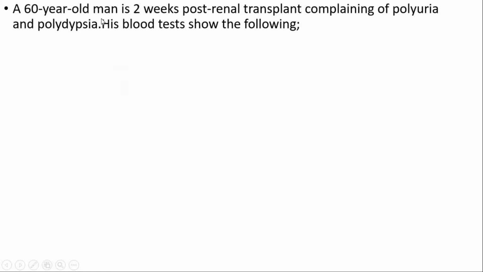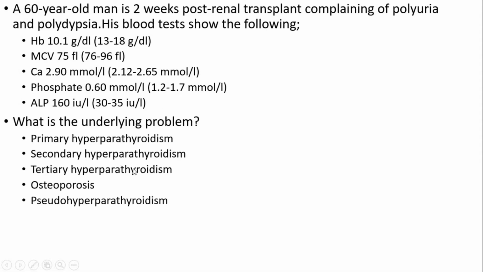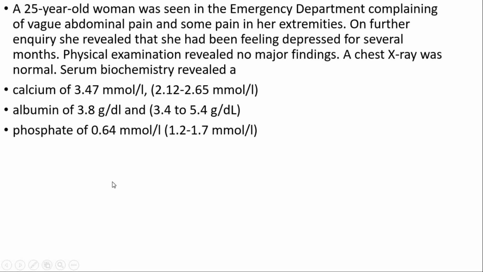Here is another question. A 60-year-old man, 2 weeks post-renal transplant. So it is a history of chronic renal failure. So it may again be one of two things: secondary or tertiary hyperparathyroidism. Here we see the calcium level is normal and the phosphate level is decreased. So it is most likely tertiary hyperparathyroidism.